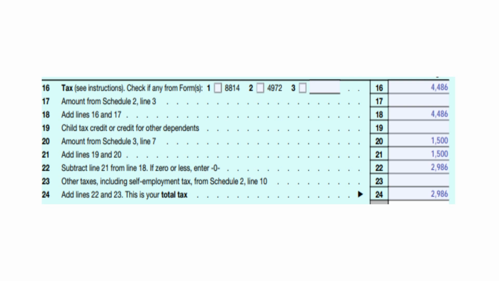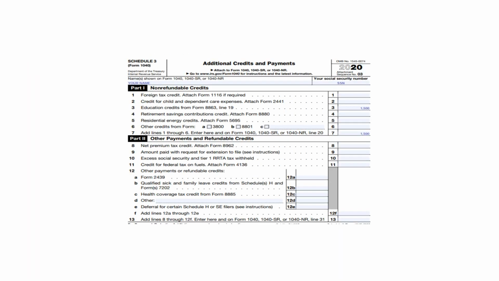On line 20, you will put any credits from Schedule 3, line 7. In this example, you take the education credit. The education credit is calculated on Form 8863. In this example, you are taking the American Opportunity Credit. The maximum credit is up to $2,500.